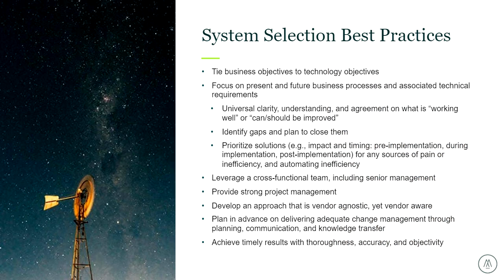When we look at best practices for system selections, the first one I think is very important. You have to take a look at your strategic plan. How does my strategic plan drive my technical objectives? If technology isn't helping me deliver on my business plan, why am I doing it? And so I think that strategic alignment is huge when you're looking at system selections.